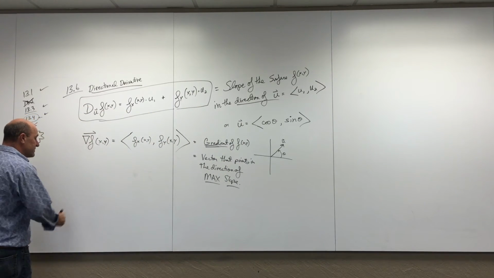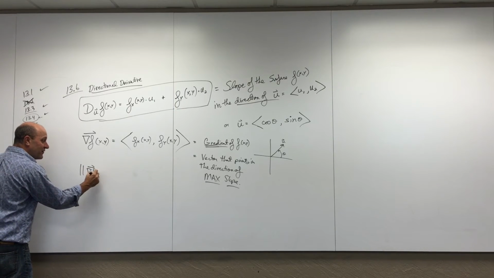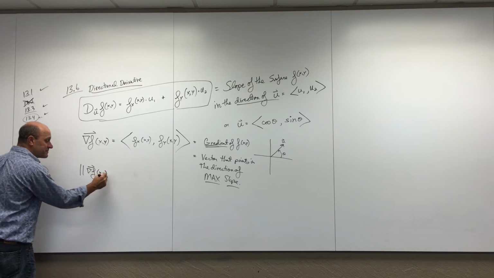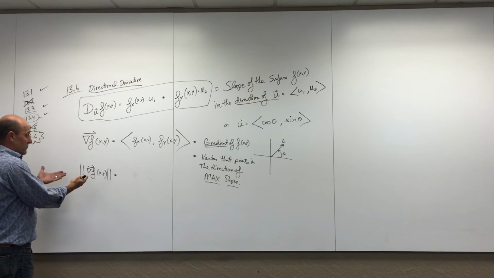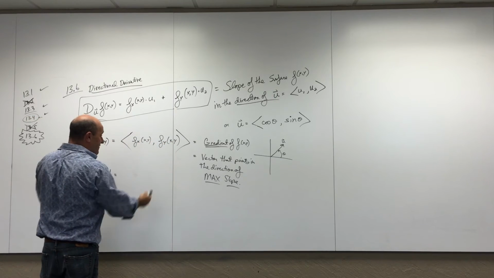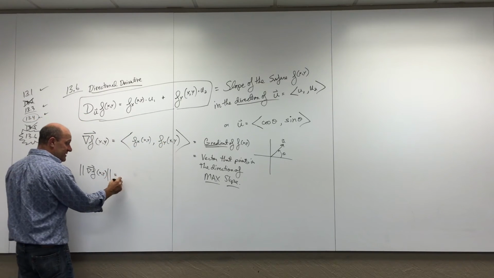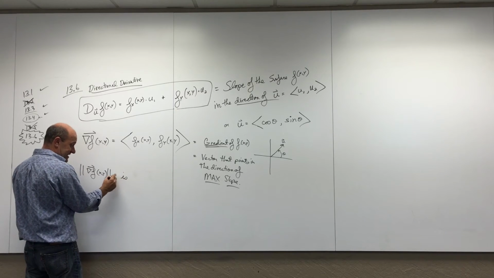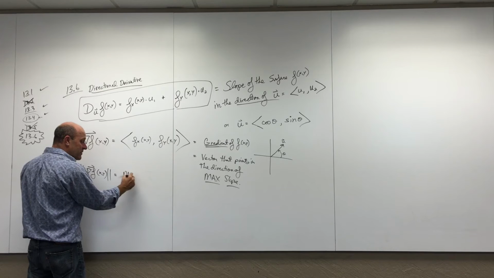And then the magnitude of the gradient, which is the length of that vector, is the max slope. This is the maximum slope.